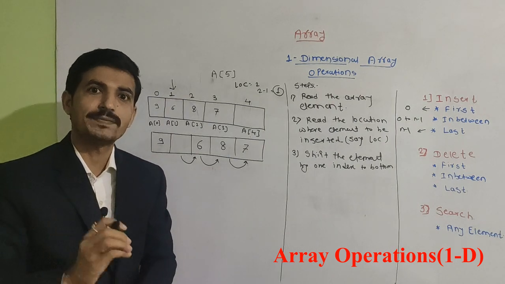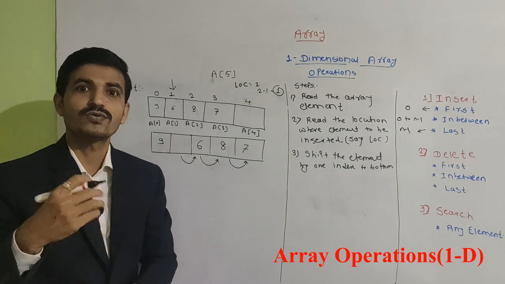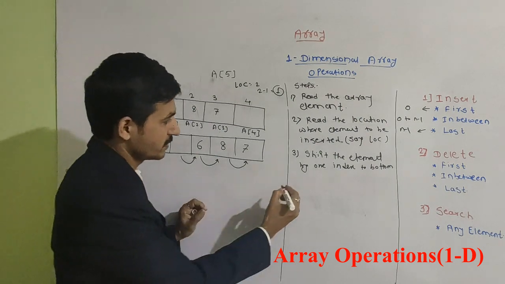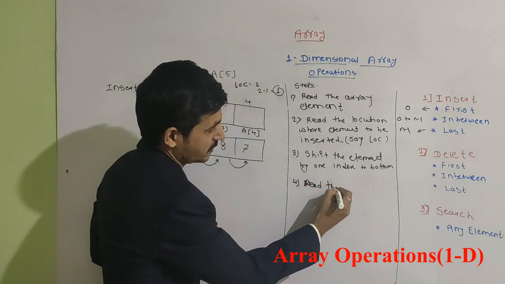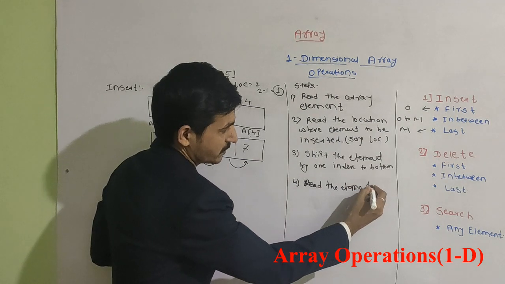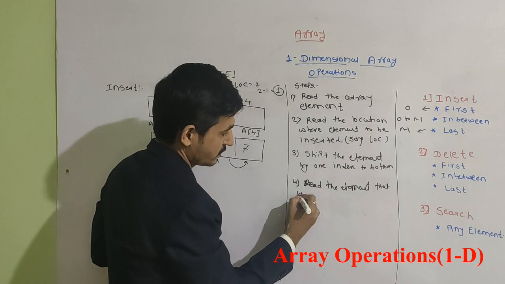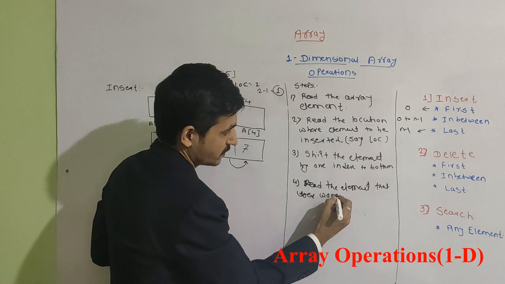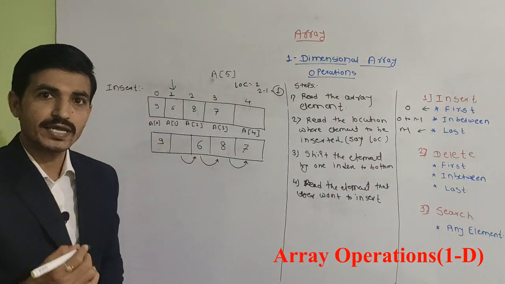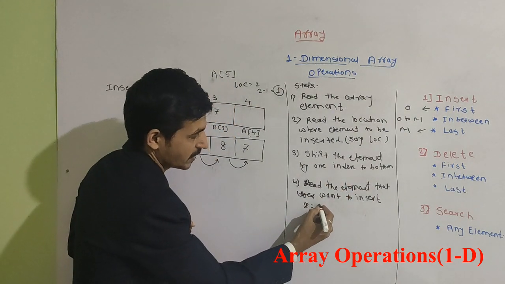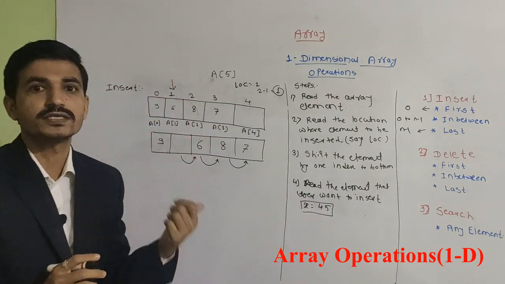Next, we will insert the element at the appropriate location. We read the location. Now we will read the element that I want to insert in the array. Read the element that the user wants to insert. So the user will read an element, let's say x, and x is equal to 45. The user wants to insert 45 in this array.